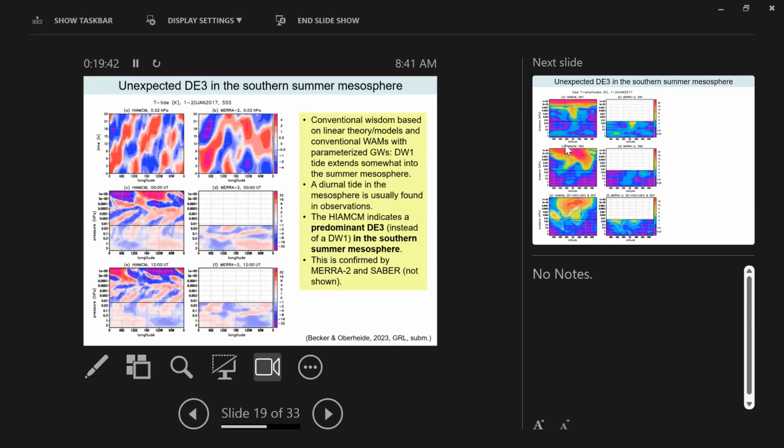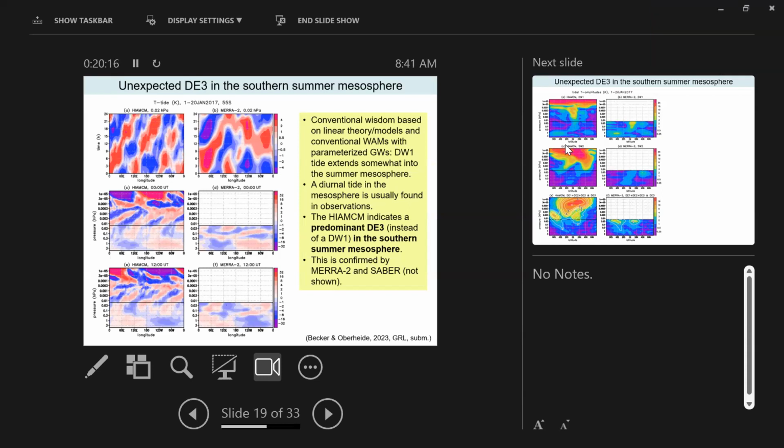These here are kilograms from the HIMCM and MERRA-2 at 70 kilometers. And this is the average daily cycle in the model when we averaged the whole January from January 1st to January 20 in 2017. And you would expect a westward propagating diurnal, a migrating tide with zonal wave number 1. However, you observe an eastward propagating diurnal tide with wave number 3, the DE3. And this is not only seen here in the model, but also it's indicated very nicely in MERRA-2.